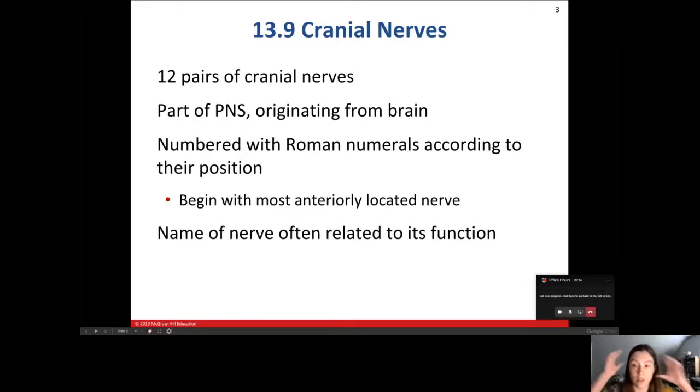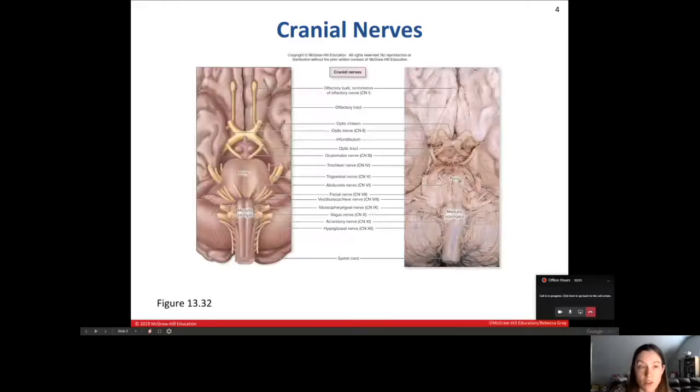So there are 12 pairs of cranial nerves, and they originate from the brain. We talked a little bit earlier about which part of the brainstem or the brain they originate from, so we'll mention that. They're part of the peripheral nervous system because they're nerves, and they're numbered with Roman numerals according to their position. So it begins with the most anterior located nerve and comes down. The name of the nerve is often related to its function.